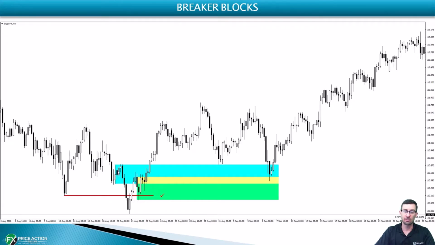Like I say, just look for these liquidity runs and ask yourself, where did this move start? Mark that off, wait for the price to break above it, and then you can look for the price to return there for high probability potential action zones.